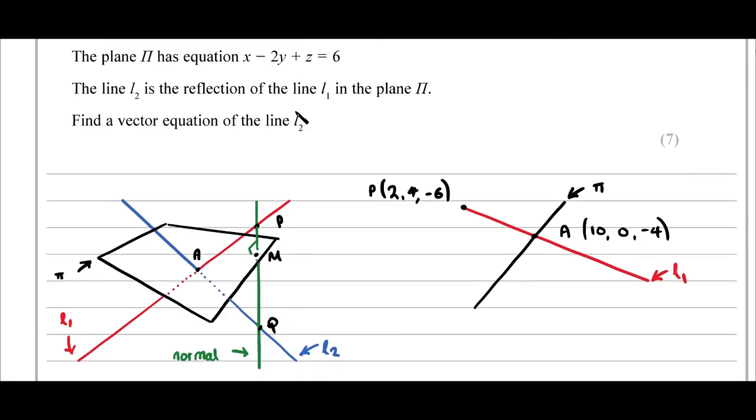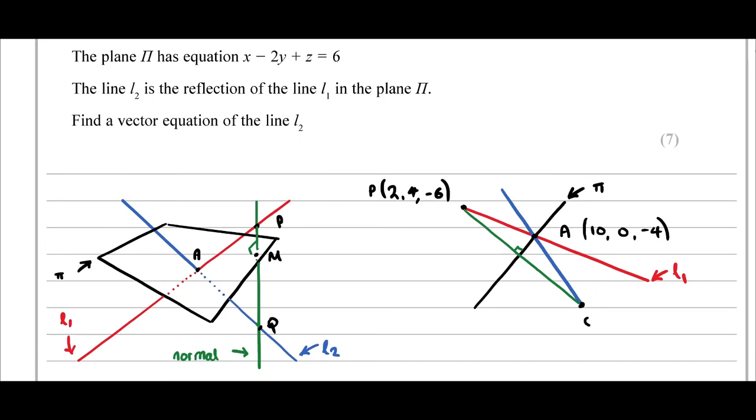First of all, if we draw a normal to the plane, shown here in green, then essentially the line L2 will look something like this, okay? And what we have over here is the plane being perpendicular to this normal, and we have the coordinates of Q here, which we'll find the coordinates of.